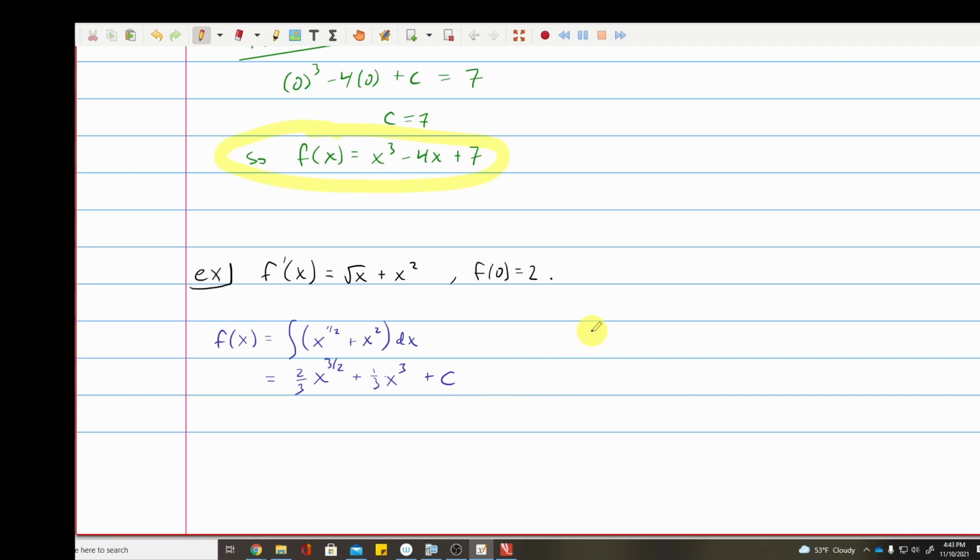Now let's use our initial condition. f of 0 equals 2. So 2/3 times 0 to the 3/2 plus 1/3 times 0 cubed plus c equals 2. 0 to the 3/2 is 0. 0 cubed is 0. So we get that c is 2. So the f of x that we're looking for is 2/3 x to the 3/2 plus 1/3 x cubed plus 2.